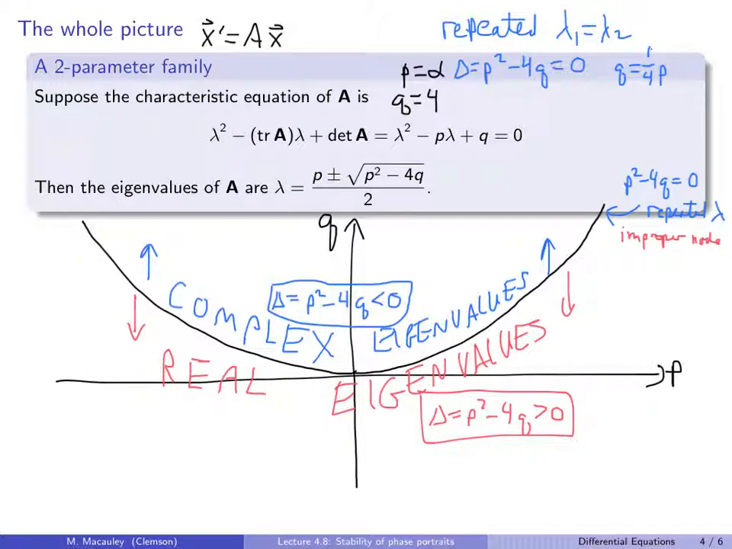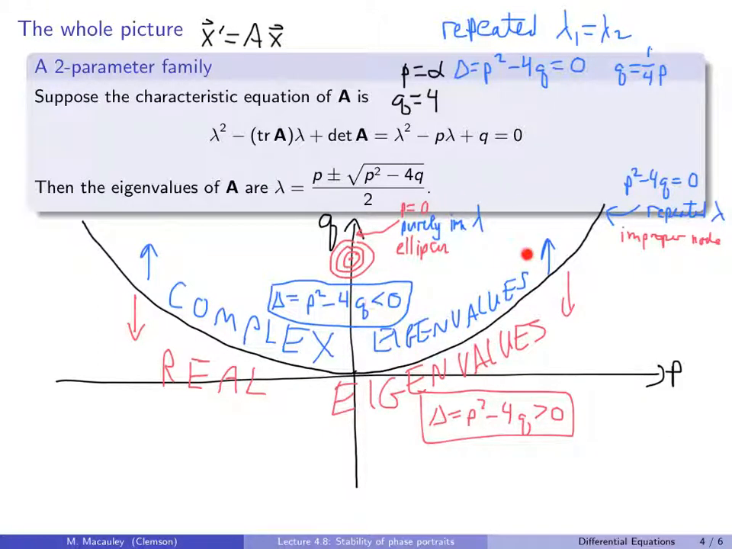Okay, so let's understand this further. Let's start in this region where we have complex eigenvalues, and let's start when we are on the Q-axis. Points on the Q-axis correspond to when P is 0, which means the real part is going to be 0. So that corresponds to purely imaginary eigenvalues. So points on here are going to be when P equals 0. That's when we have purely imaginary eigenvalues. And so we have ellipses. Okay, so that takes care of these.